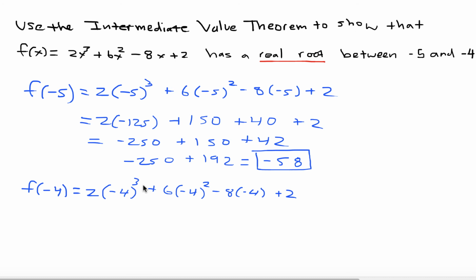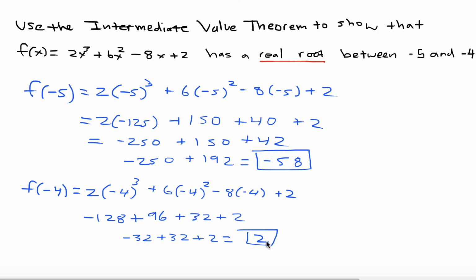-4 cubed is -64, times 2 gives us -128. -4 squared is 16, and 16 times 6 is 96. Plus 32 and plus 2 here. So -128 plus 96 is -32, plus 32, plus 2. And this just equals positive 2. Remember, it doesn't really matter what number it is.